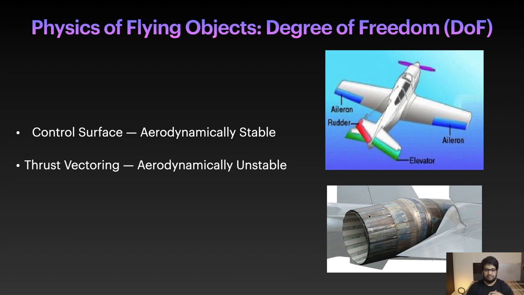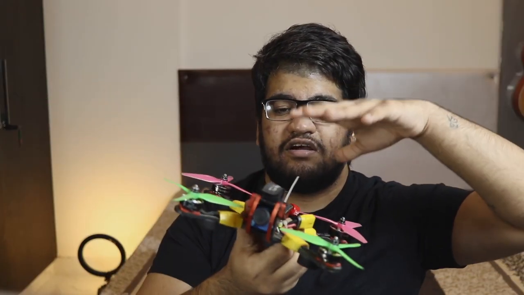Whereas in the case of drones or jets, they are aerodynamically unstable. There is no airfoil here. There is nothing keeping this body stable in the air. Everything is done with the help of an onboard computer, and we'll talk about that. Similarly, jets move using thrust vectoring. So now let's talk about how they move.